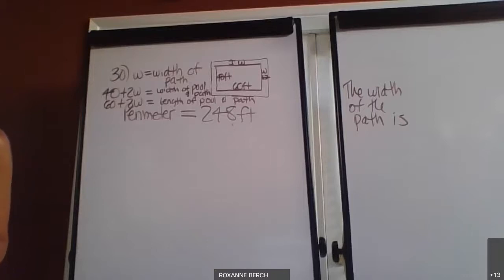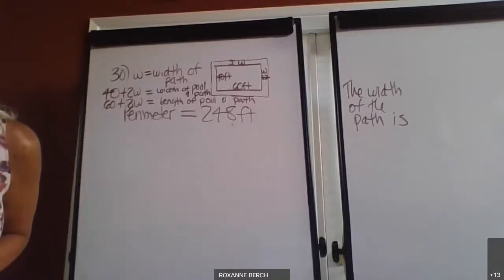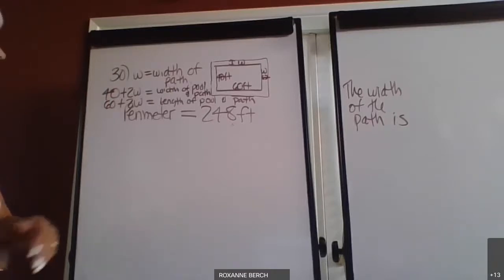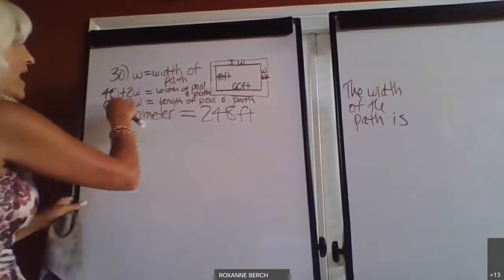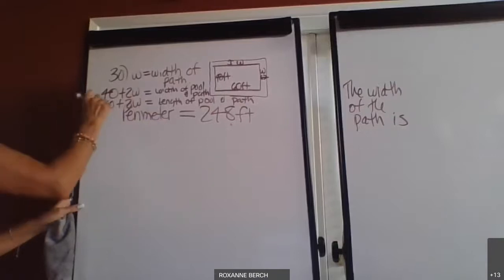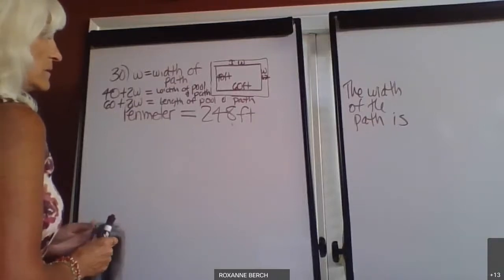Do you guys know? And the perimeter is going to be twice the length. Do you guys know why I'm setting it up like that? So the width of the pool, why am I not putting 40 plus W? Why am I putting 40 plus 2W? Because there's 2 of each on each side.